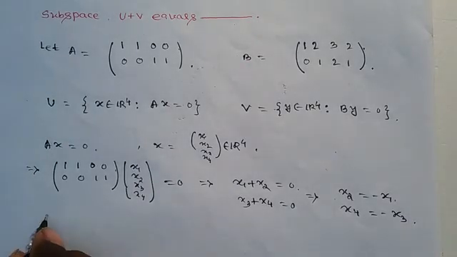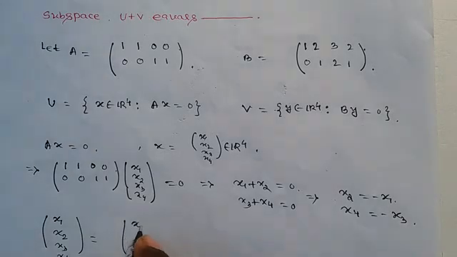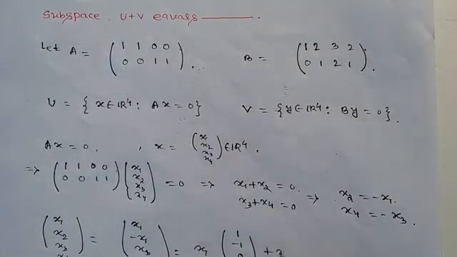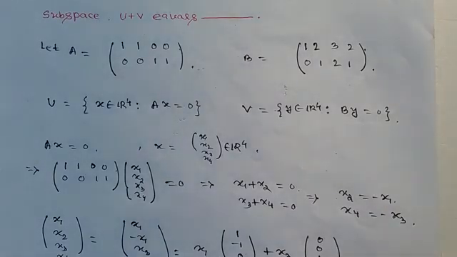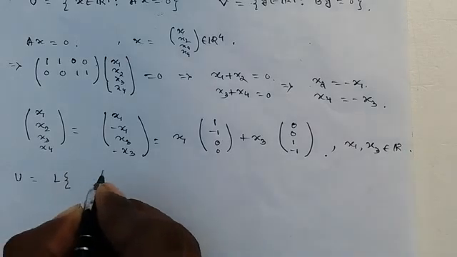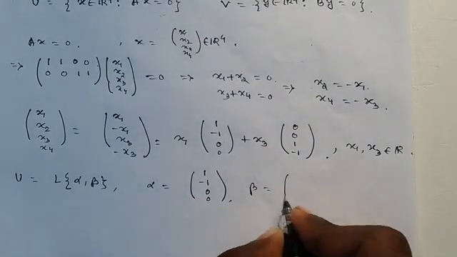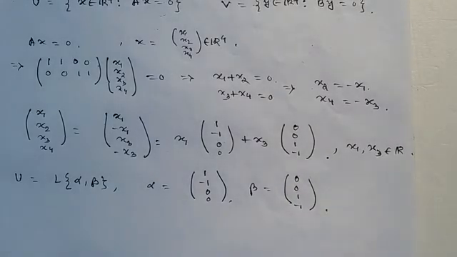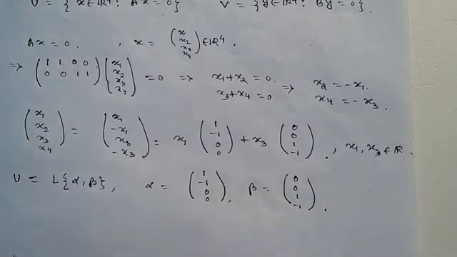So in that case the vector (x1, x2, x3, x4) becomes (x1, minus x1, x3, minus x3), and this is x1 times (1, minus 1, 0, 0) plus x3 times (0, 0, 1, minus 1), where x1 and x3 are real numbers. So U equals the linear span of two vectors, say alpha and beta, where alpha is the vector (1, minus 1, 0, 0) and beta is the vector (0, 0, 1, minus 1). So U is the vector space generated by these two vectors alpha and beta.